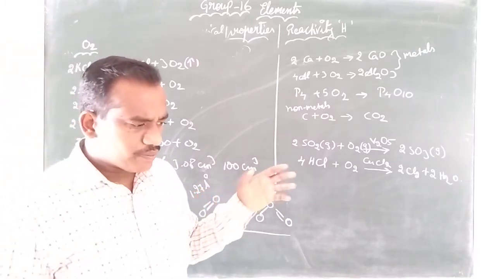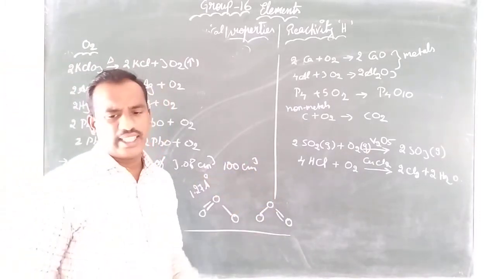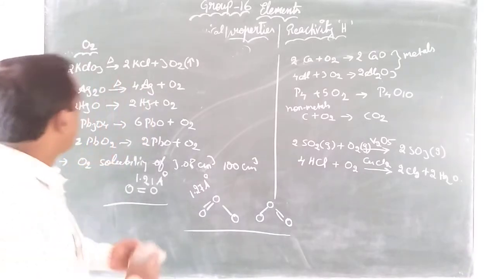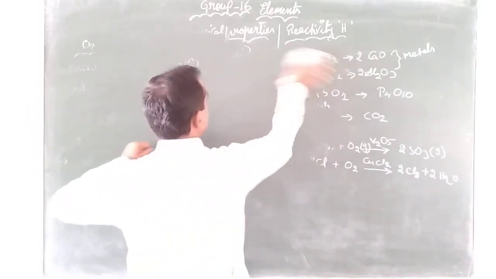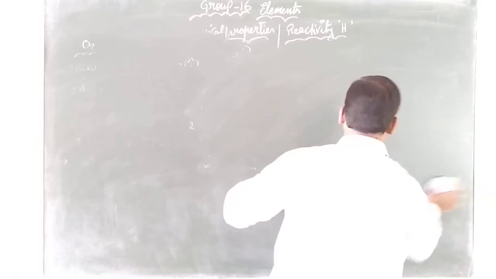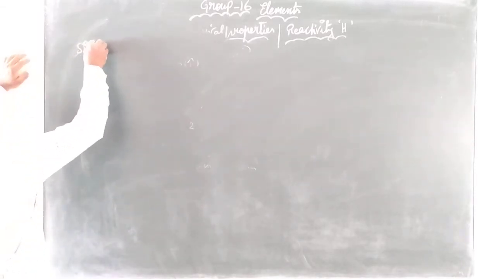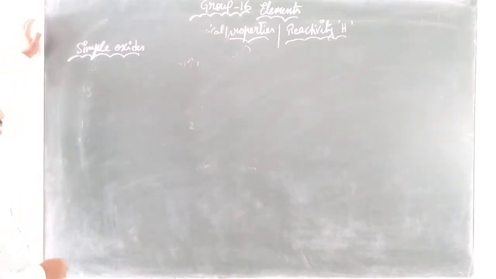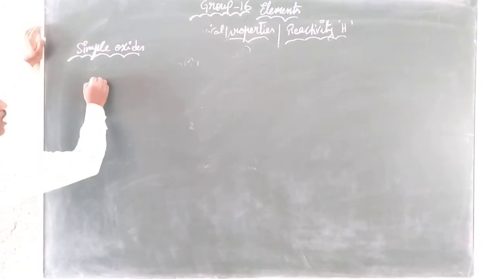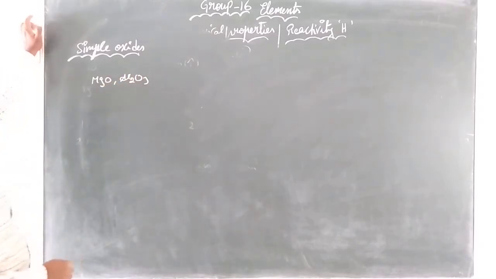See the next concept. What is the next concept we have? We have the next concept regarding the oxides, simple oxides. Let us see what are the simple oxides here. What are the simple oxides, children? In the simple oxides, actually there are many subtopics. Like MgO or Al2O3. These are just called the simple oxides.